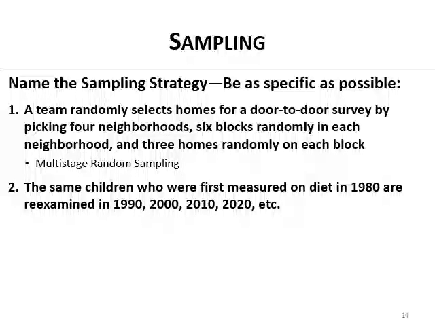The same children who were first measured on diet in 1980 are re-examined in 1990, 2000, 2010, 2020, etc. Follow those same children over time. What kind of study is that, where you repeatedly measure the same sample? That is longitudinal sampling.